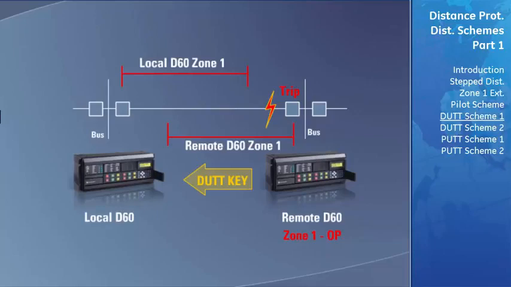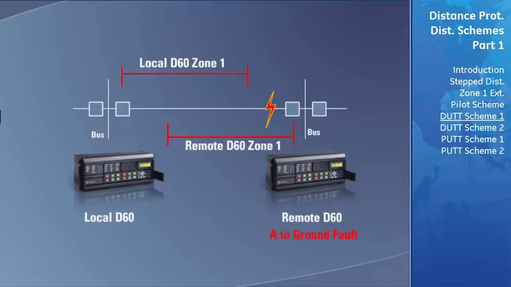This is where the term underreaching came from, because the keying signal is initiated by identifying a fault within the relay's underreaching Zone 1. As soon as the local relay receives the DUTT key from the remote relay, it will immediately trip its breaker, thus totally clearing the fault on the transmission line. The important thing to note with this scheme is that the local relay will trip as soon as it gets a transfer trip signal from the remote relay, without having to have any indication of a fault within its own zones of protection, hence the term direct transfer trip.